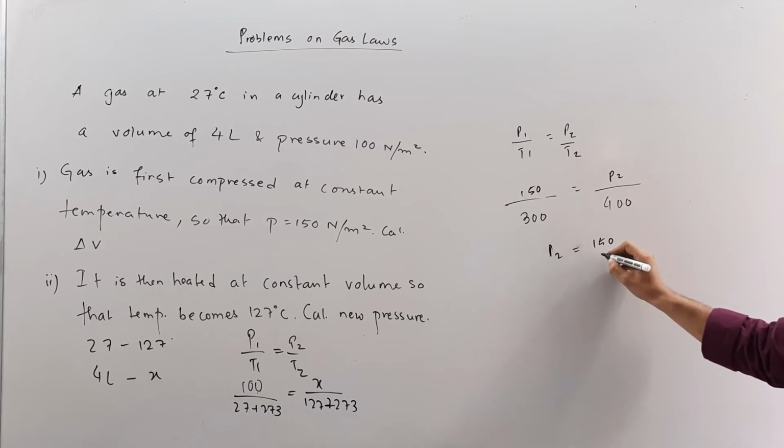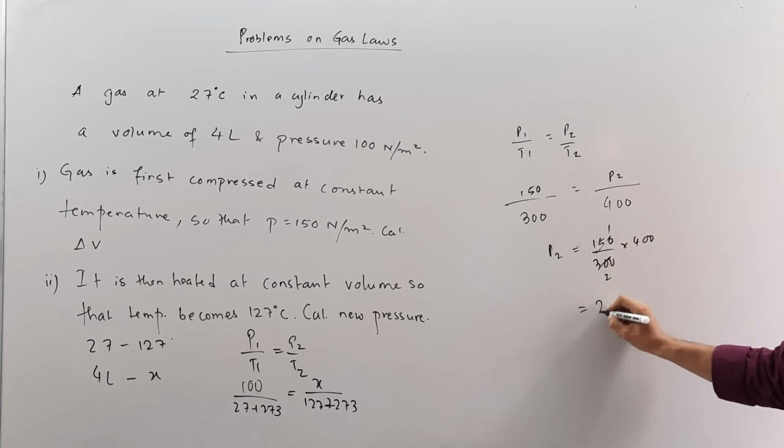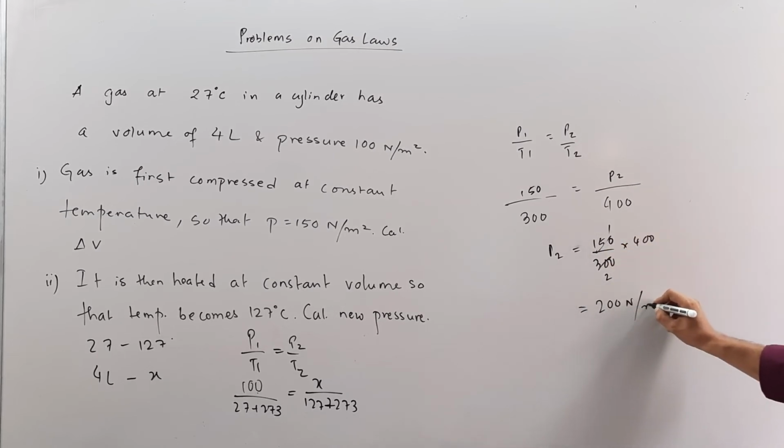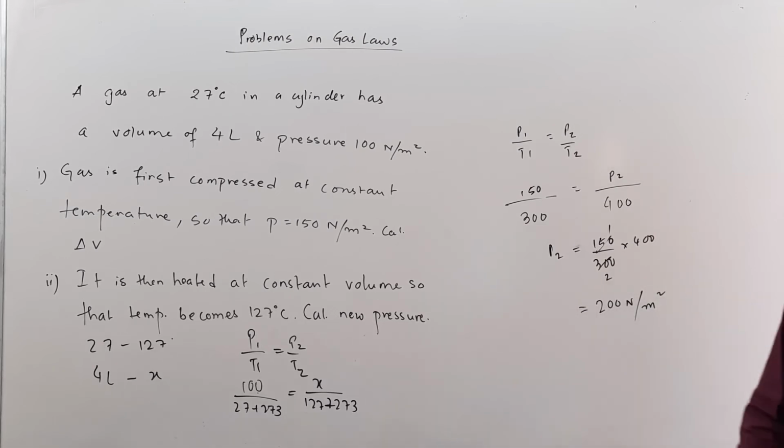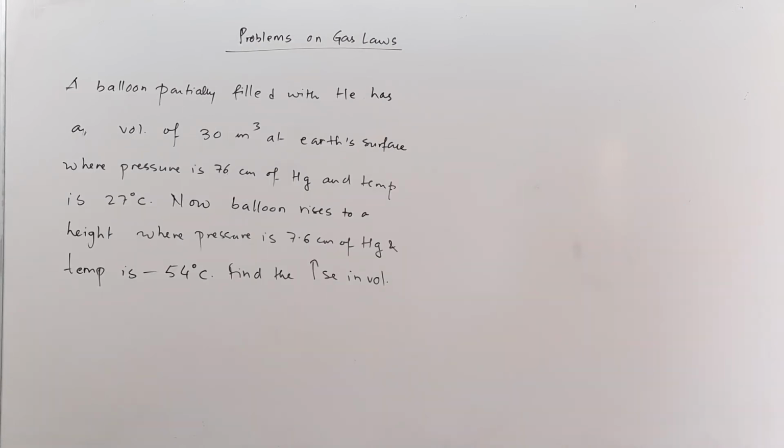So we will take the pressure as 150 and then we have to calculate P2. So this will come out as 150 by 300 into 400, which is 200 Newton per meter square. That is the answer of this question. Let's take up the next problem.